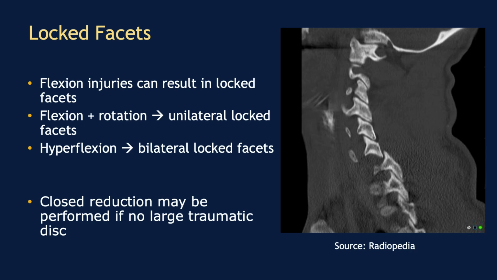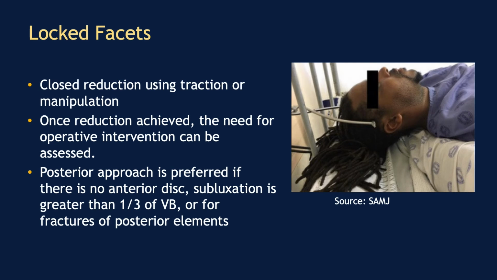Traction manipulation can be employed for these. You can obtain an MRI for traumatic disc herniation, and if present, closed reduction is usually contraindicated. The usual weight is 10 pounds per vertebral level for reduction, and if closed reduction cannot be achieved, the patient will need open reduction and fixation.